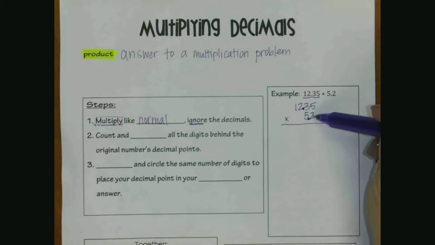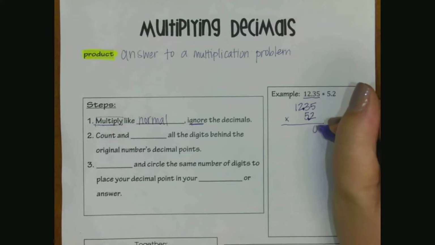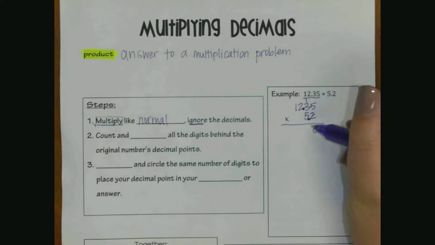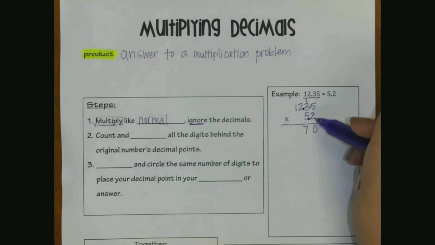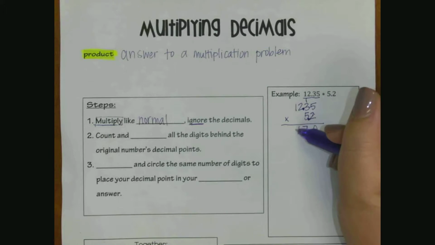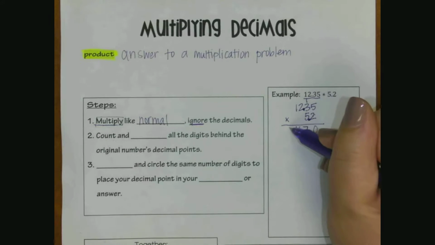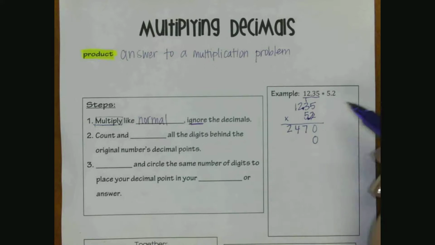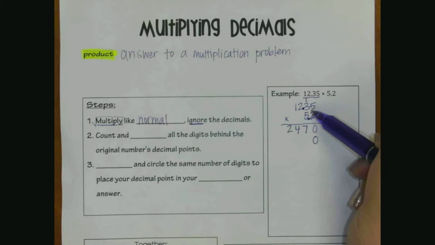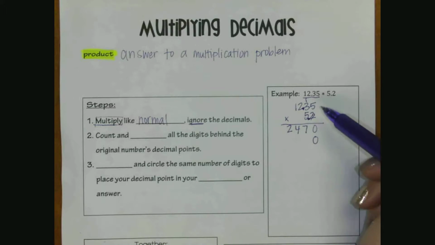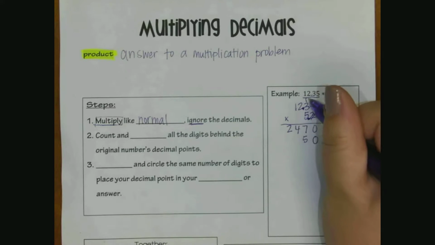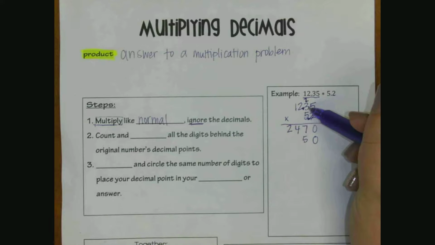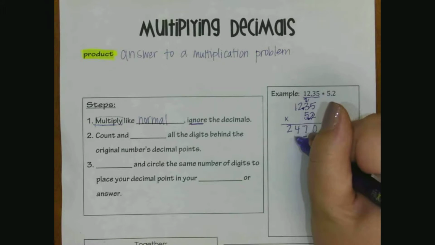So here we go. 5 times 2 is 10. Carry my 1. 3 times 2 is 6. Plus 1 is 7. 2 times 2 is 4. And 2 times 1 is 2. I write a 0 to hold my place. Now I move on to the second digit. 5 times 5 is 25. I'm going to turn that 1 into a 2 so I can carry it. 5 times 3 is 15. 15 plus 2 is 17.